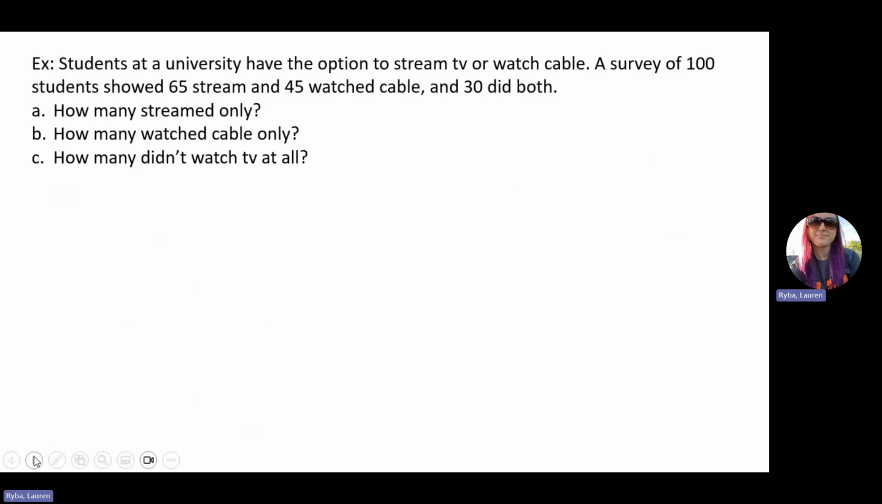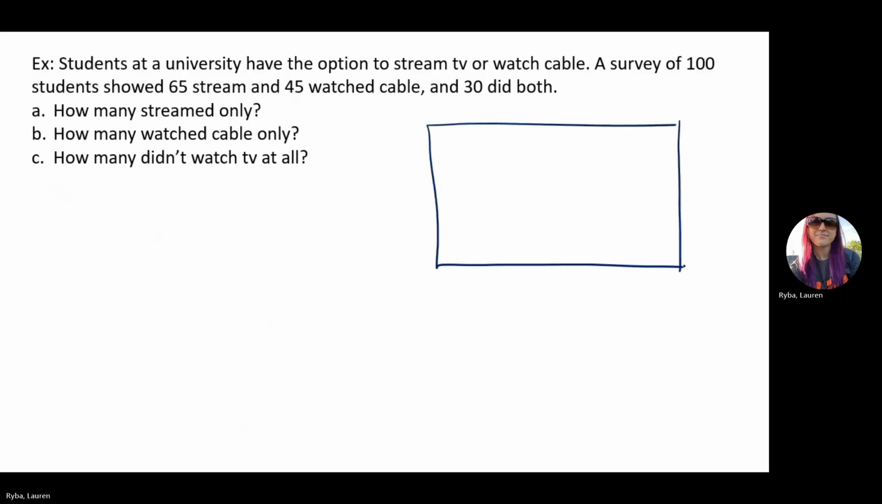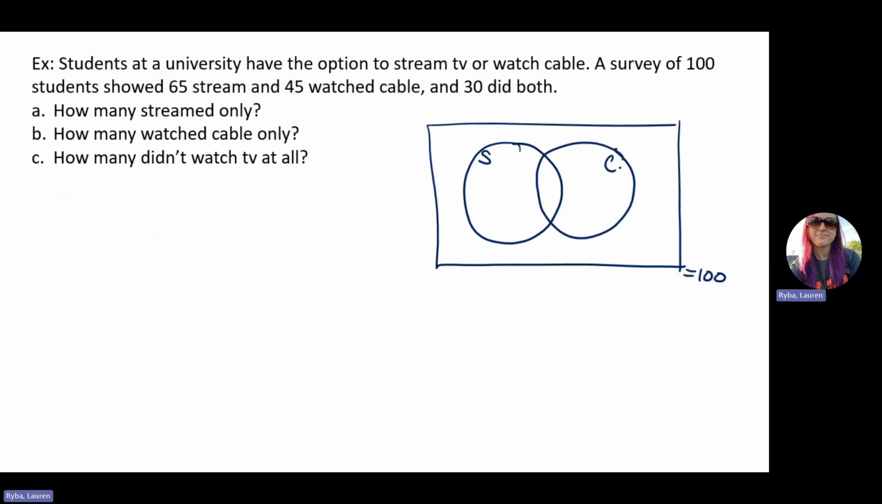Students at a university have an option to stream TV or watch cable. A survey of 100 students showed that 65 stream, 45 watch cable, and 30 did both. Once I get to a multi-part question like this, for me, it's easier to just create my Venn diagram so that when I'm answering each part, I already have all the numbers in place. All right, so I know my box should equal a total of 100. I've got streaming and I've got cable.